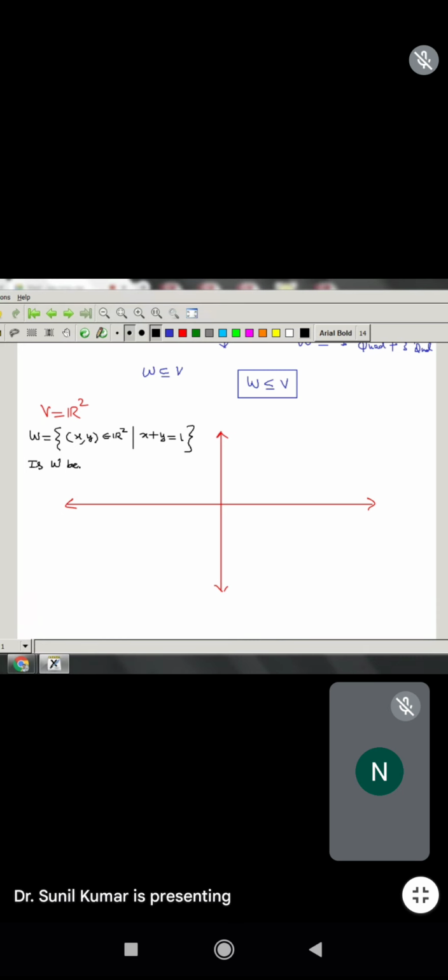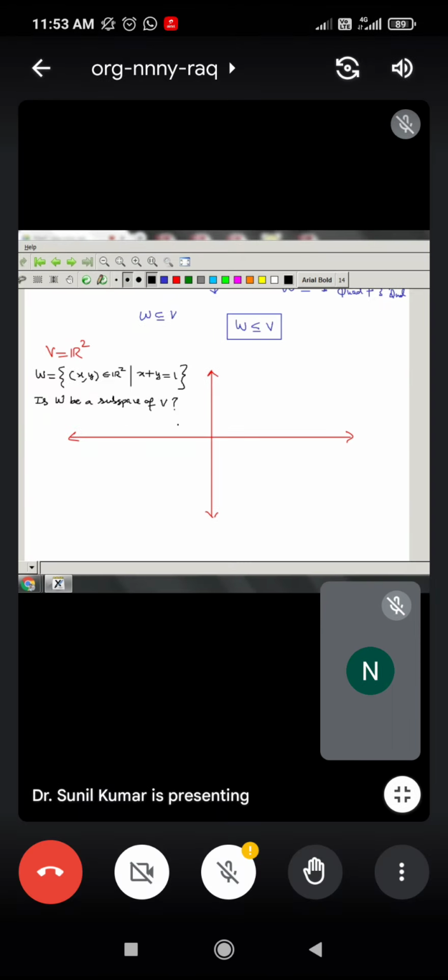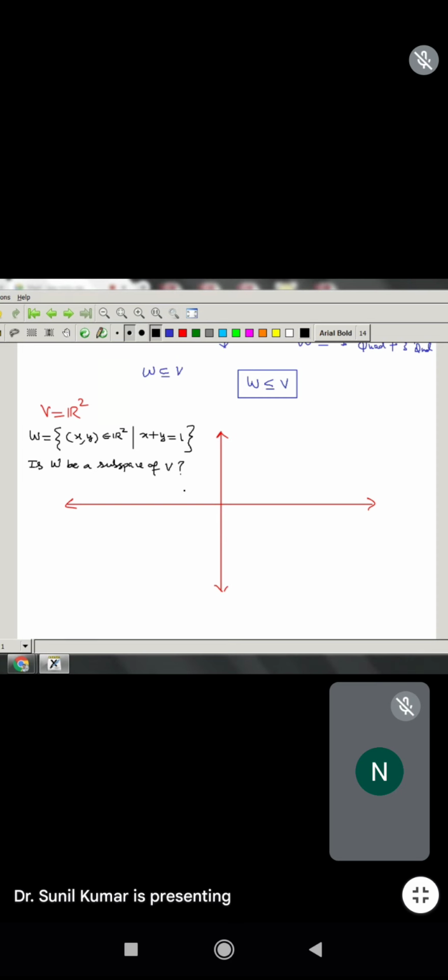Is W a subspace of V? If you know the answer, click only on raise hand option. Don't say answer. Verbal answer नहीं चाहिए. You click on raise hand option if you know the answer.